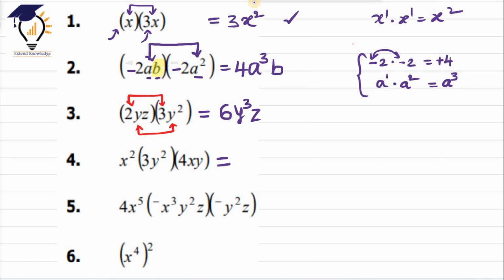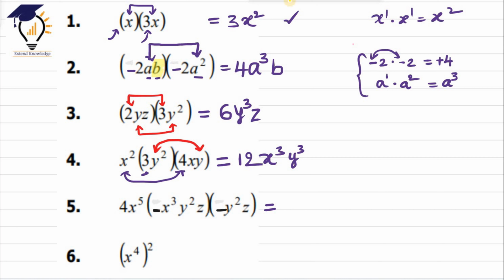So look at the coefficients 3 and 4, which is 12, and x square and x. So x to the power of 3, and there are two y variables in this. Look at this, y square and then y, which is y to the power of 3. Next question. So let us multiply the coefficients. 4x to the power of 5 minus x cube y square z minus y square z.